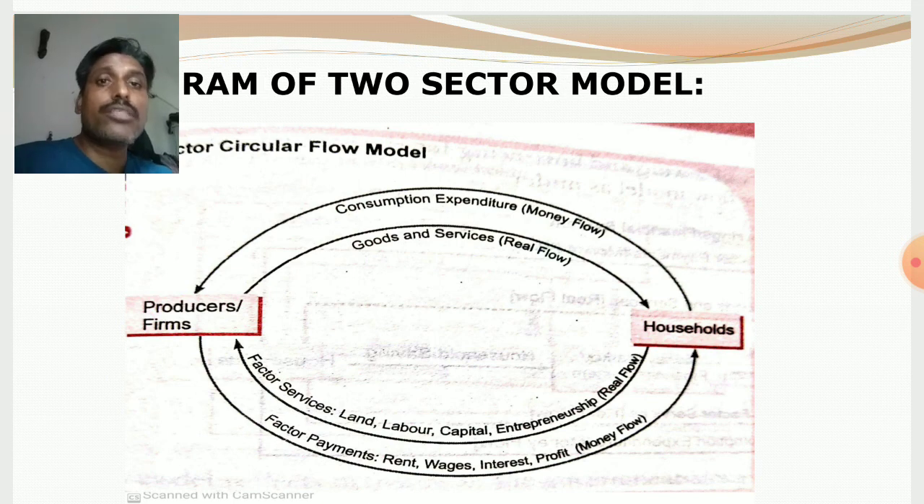Outer circle. Then the inner circle is real flow. In the inner circle, the household sector provides factor services, land, labor, capital, entrepreneur, and the farm sector provides goods and services. It is real flow. The inner circle is the real flow, the outer circle is the money flow. Clear? Okay, it is very important in case of national income.